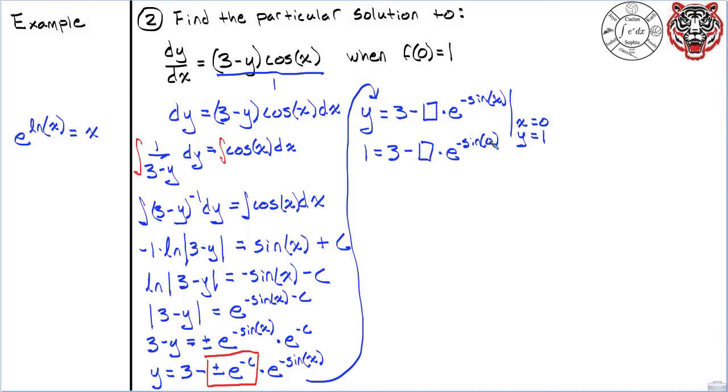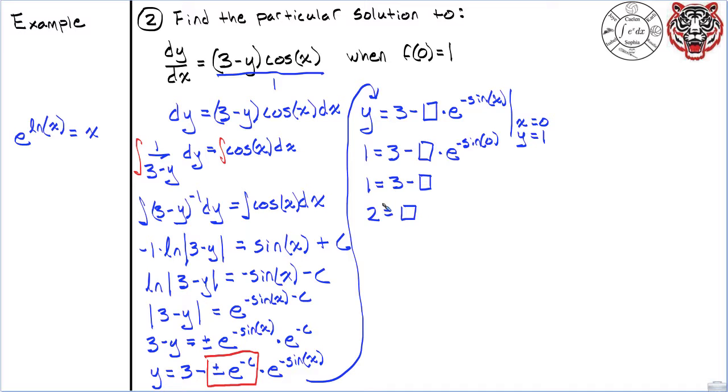Sine of 0, that should be 0, so negative 0 is 0, e to the power of 0 is 1. 1 times box is just box. A lot of mental math there. So I'm just left with box here, and my new equation is 1 equals 3 minus box. How easy is that? Okay, now we of course need to solve for box. So however you want to do that, I can subtract the 3, get negative 2 divided by negative, so 2. That's what our box is equal to.